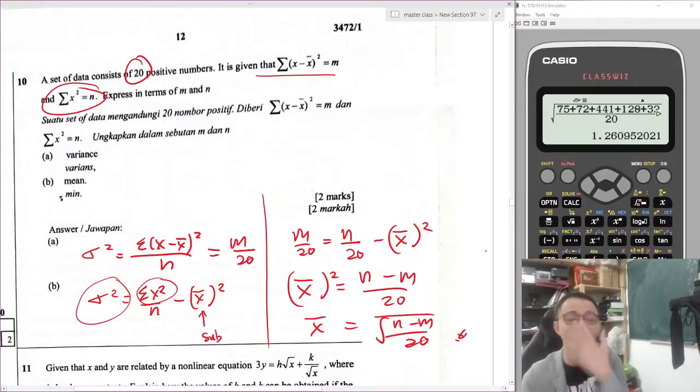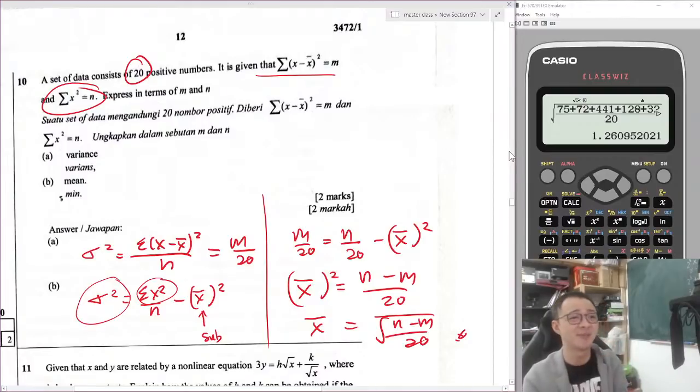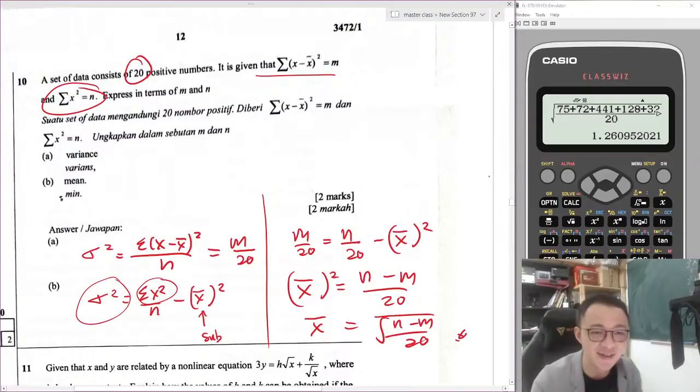So basically, they just want you to understand you can use the variance formula or standard deviation formula here in order to find your mean. Basically, I just plug everything into the equation and make my mean the subject.